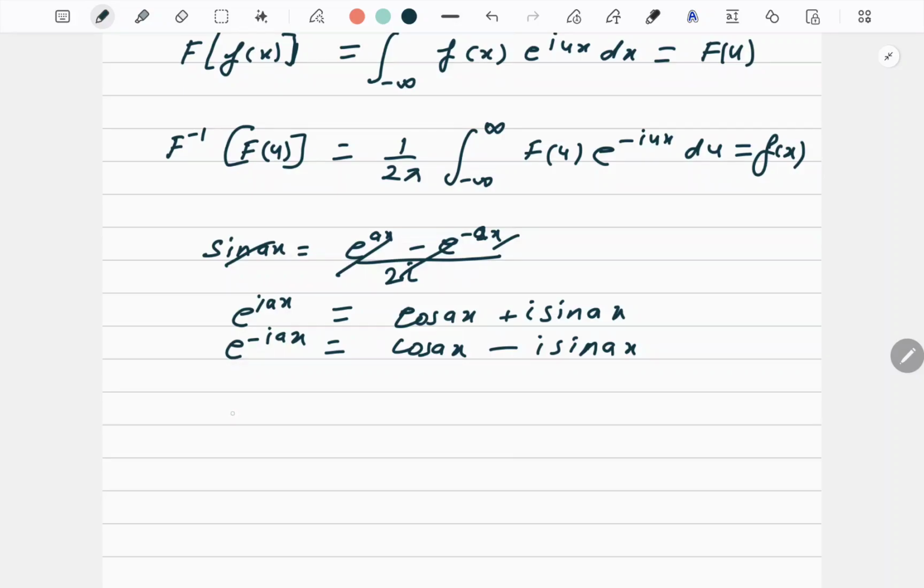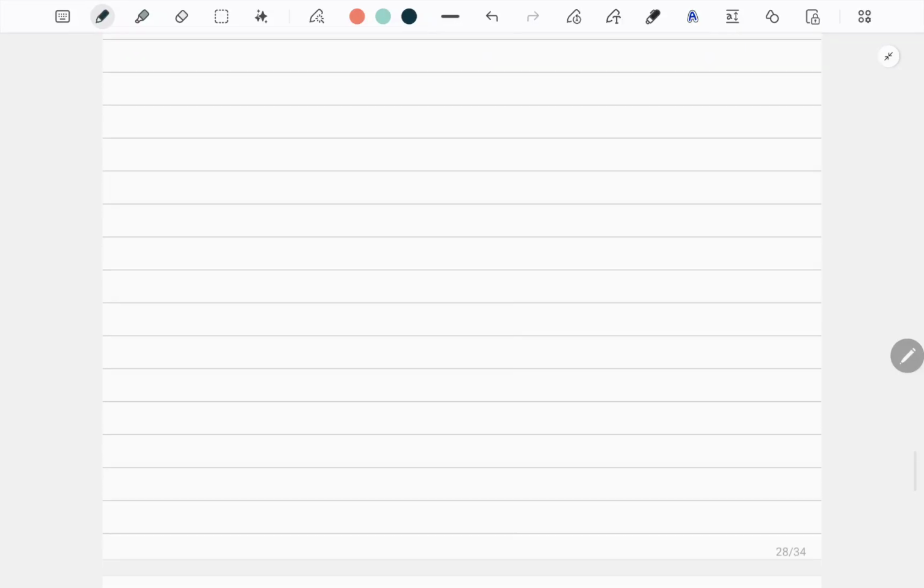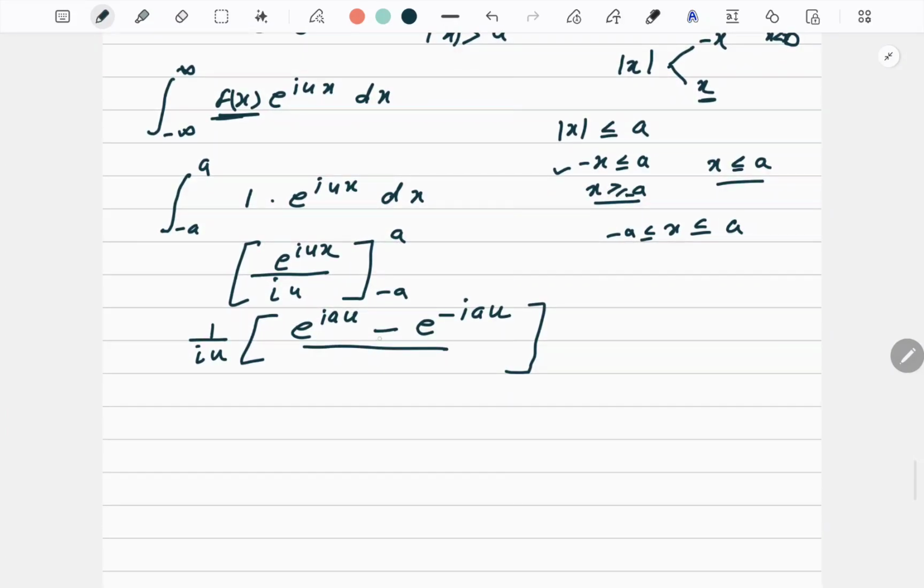If I add these two relations, what will happen? Cos ax is equal to e to the power iax plus e to the power minus iax upon 2. In the same way, if I subtract, sin ax is equal to e to the power iax minus e to the power minus iax upon 2i. Correct? Now let us substitute. Here the difference of exponentials means sine, so 1 upon iu times 2i sin au, from the same formula which I explained. So i and i get cancelled, and I get 2 sin au upon u, which is my answer.